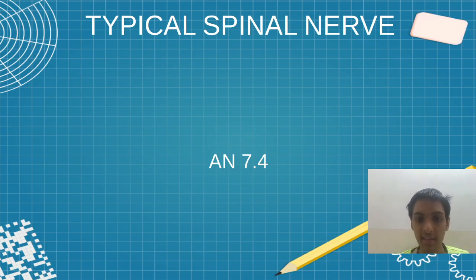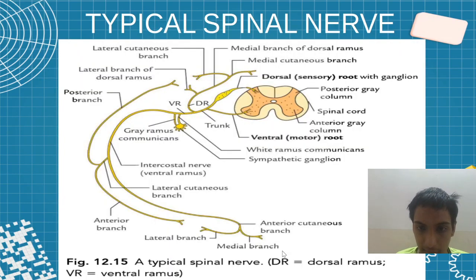Hello friends, in this video we'll talk about a typical spinal nerve. Here you are seeing this picture representing the typical spinal nerve. Here we have the spinal cord, you are finding the anterior and the posterior grey horns, the central canal. From that we are getting the ventral and the dorsal root.